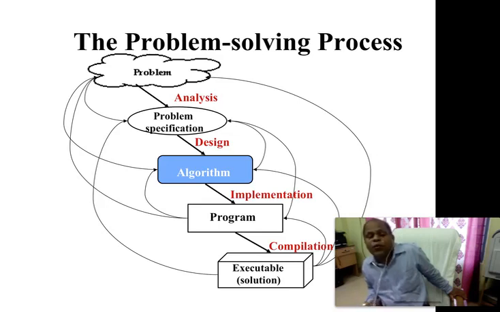Now, from this, one thing is the algorithm. After knowing the analysis of the problem, you will write the algorithm, and writing the algorithm is called designing the algorithm. Suppose you have written an algorithm and your friend has written another algorithm for solving the same problem.